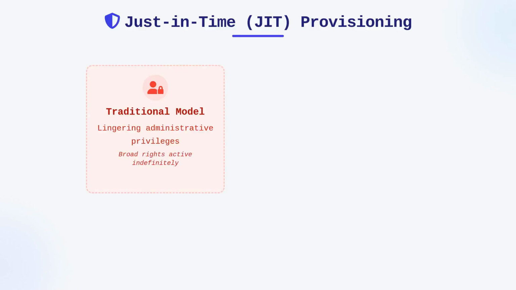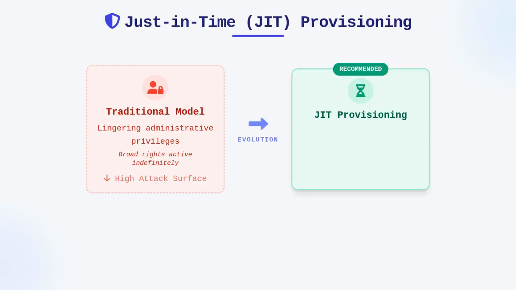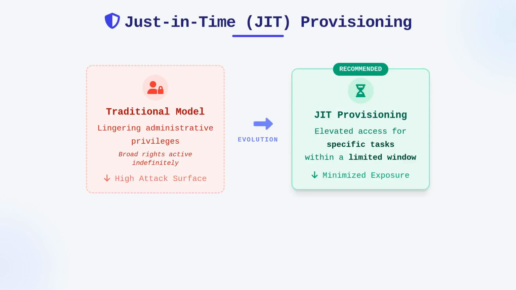One of the most effective techniques within the PAM ecosystem is just-in-time provisioning, which rejects the traditional model of lingering administrative privileges. Instead of granting a broad set of rights that remain active indefinitely, JIT provisioning grants elevated access only for a specific window of time and for a specific task.